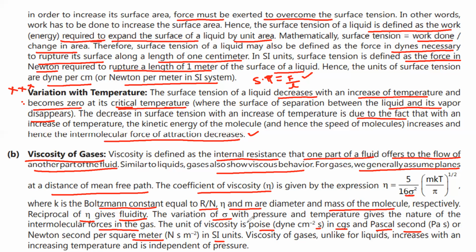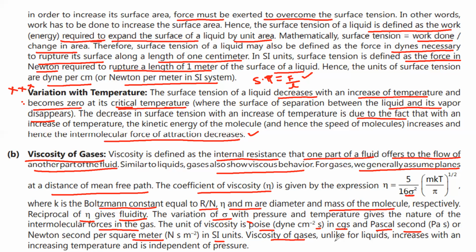This poise is also important, so please note it down in your class. Poise is the unit for viscosity. In the CGS system, it is nothing but dyne second per centimeter square, together called poise. And Pascal second is the SI unit of viscosity.